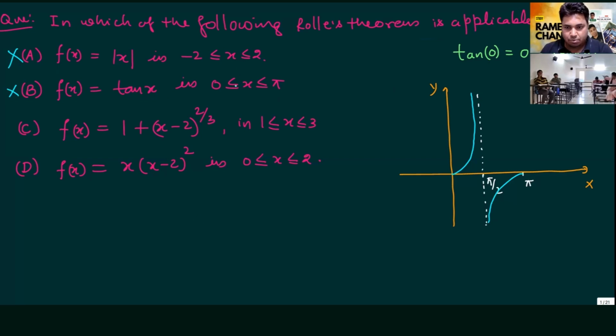Okay. Now, can we check the C option? Look, this is an algebraic function. Algebraic functions are continuous and differentiable in their domain, and there is no mod kind of situation here. Mod, bracket, and fractional part. So this is differentiable and continuous in its domain. You need to check differentiability, but it is continuous.